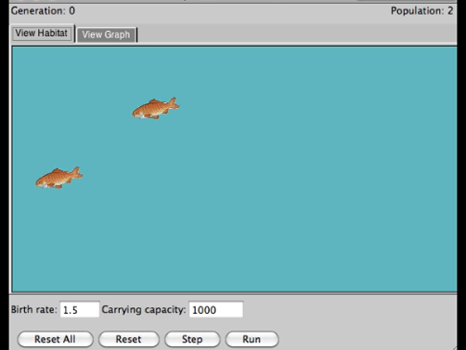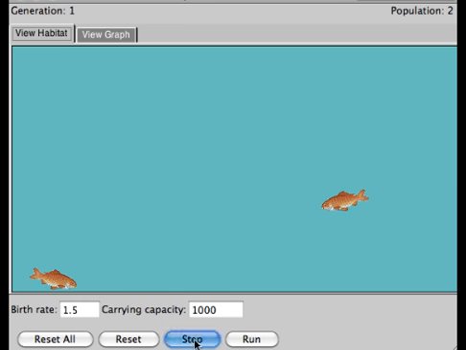Okay, so here we have a fish population, and if you look at the box up in the upper right, it tells us we've got two fish. And so we've got a birth rate of 1.5 and a carrying capacity of 1,000. So let's mate some fish. I'm just going to click the step button here.